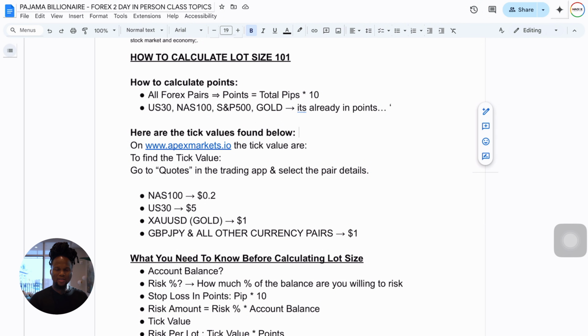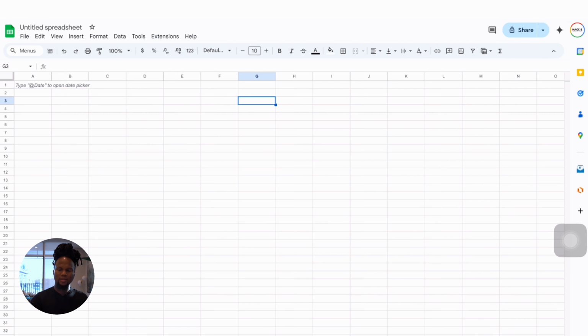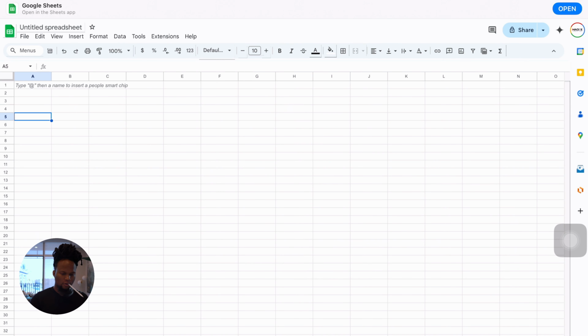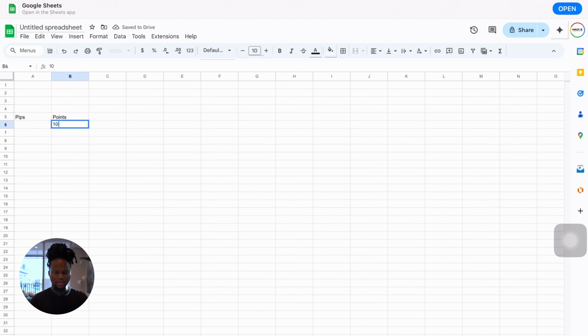So the point is basically the total pips times 10, right? So points is total pips times 10. So if I have 10 pips, it's 100 points. If I have 20 pips, it's 200 points, right?